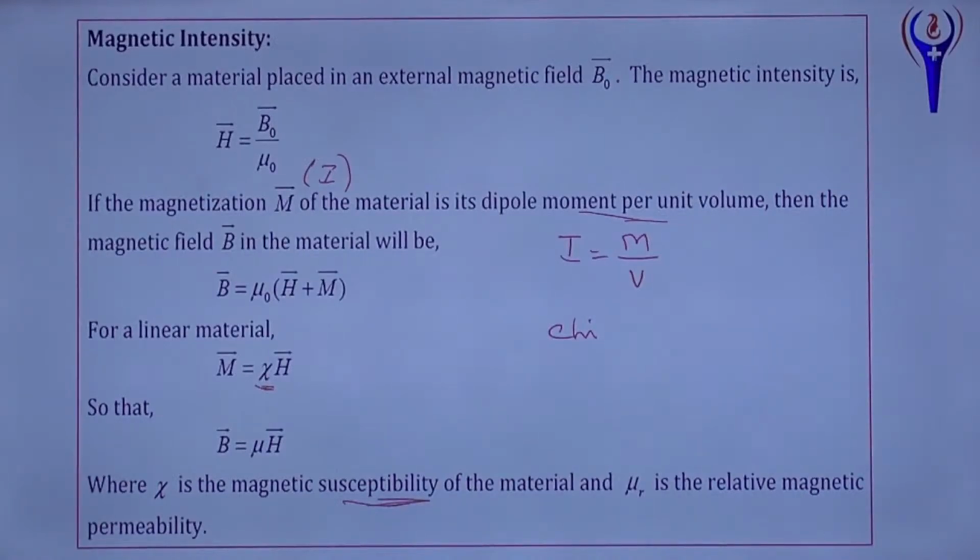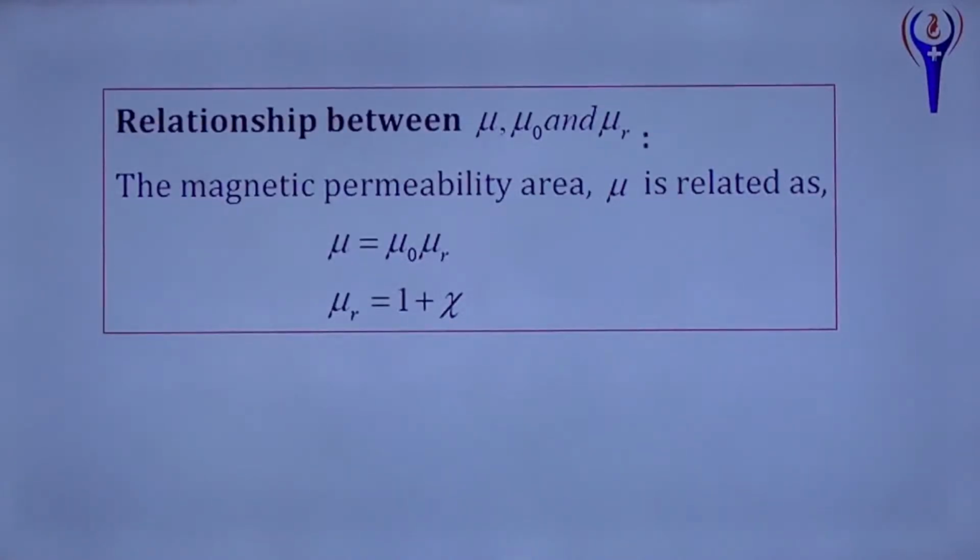Then here M equal to chi into H and B equal to mu into H. Actually, what is chi? Chi equal to I by H. That is the formula for chi. Chi is the magnetic susceptibility, and mu r is the relative magnetic permeability. Next, we are going to find the relation between mu r and mu. The magnetic permeability mu is related as mu equal to mu naught into mu r.